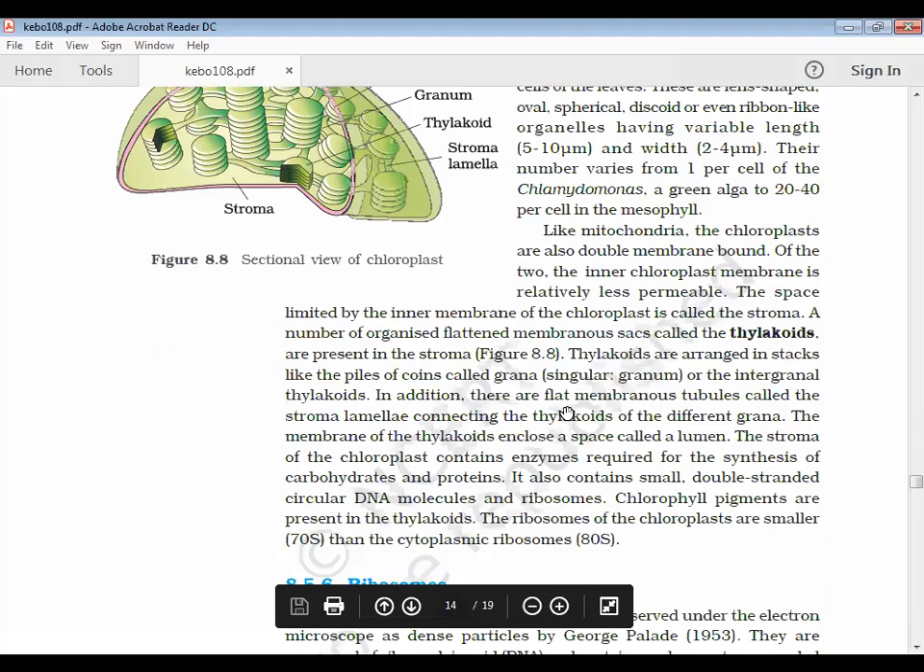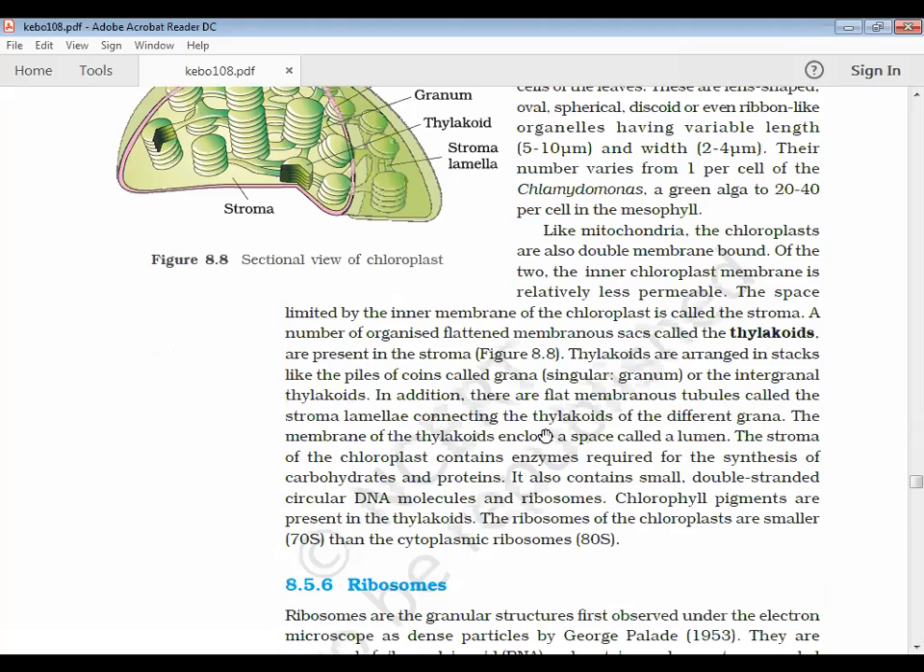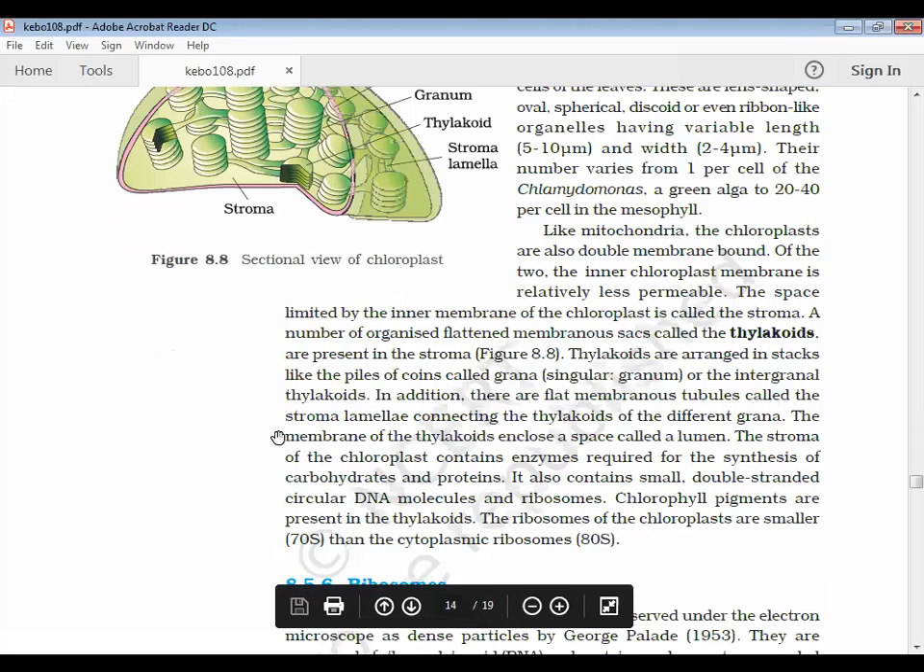In addition, there are flat membranous tubules called the stroma lamellae connecting the thylakoids of the different grana. The membrane of the thylakoids includes a space called a lumen. The stroma of the chloroplast contains enzymes required for the synthesis of carbohydrates and proteins.